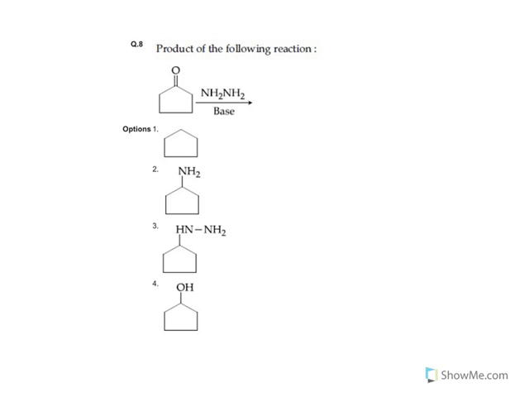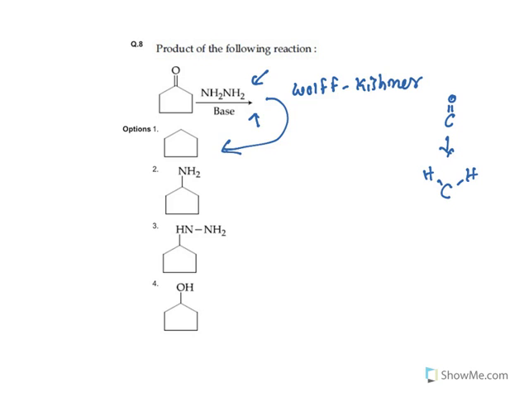Next one. Now the product of this reaction. Now see, this is known as hydrazine and base. This is a popular reaction known as the Wolff-Kishner reaction. Now the job of the Wolff-Kishner reduction is converting carbonyl to alkanes. So the answer is straight away this one. The carbonyl goes and it forms an alkane.